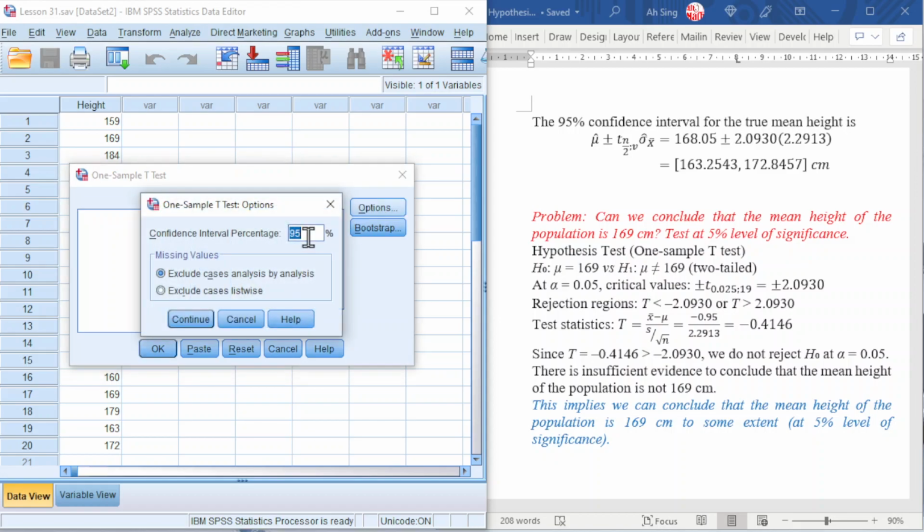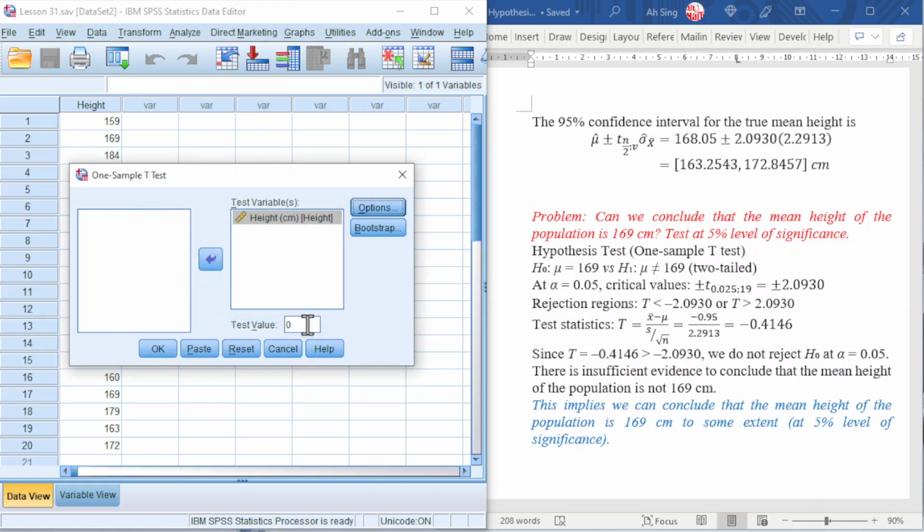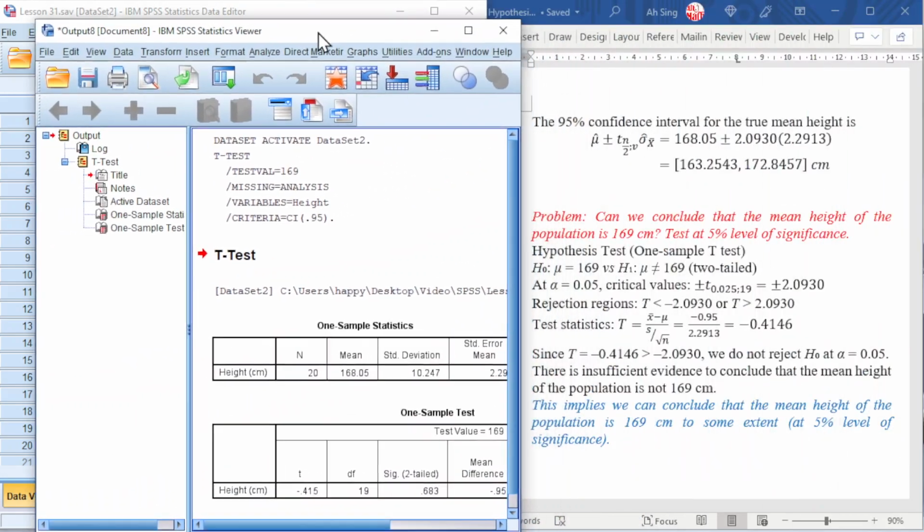If we are asked to obtain the confidence interval other than 95%, we should change manually. Click on Continue and check the test value. According to this problem, we should take 169 as the test value. Click on OK and we should obtain the result.